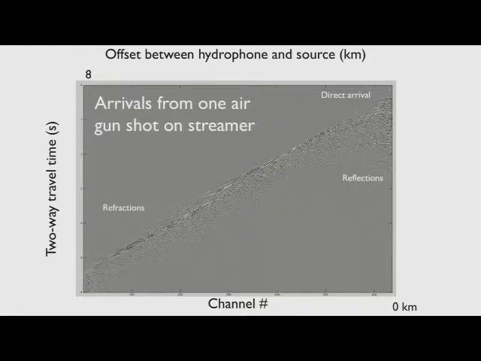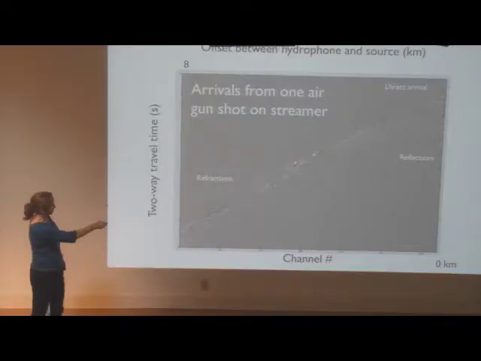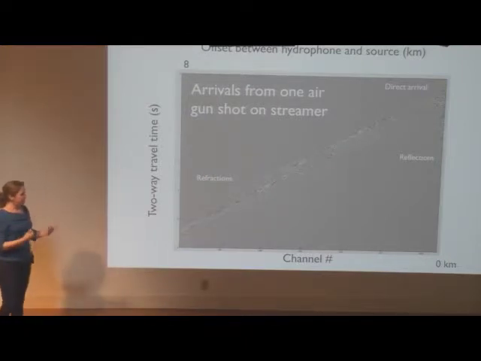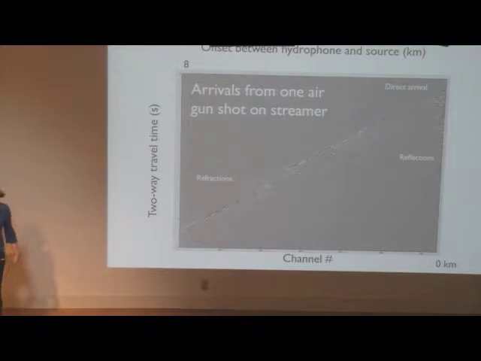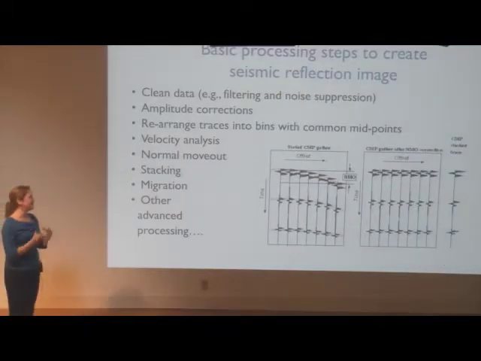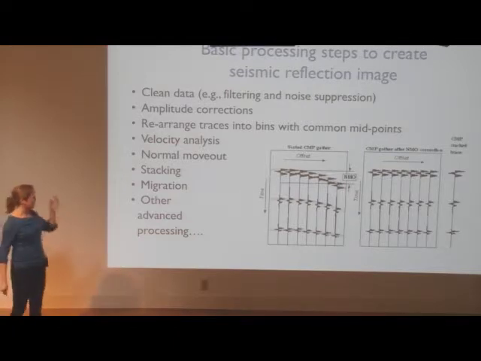But with greater time, you start to see reflections off of other key boundaries and also refractions through the very shallowest layers. But it's these reflections which are the main information we're going to use to create images of the Earth. And so I could teach you a whole class about the ways that we try and use these raw data to make seismic reflection images, but I'm just going to give you the one slide version. If you want to know more later, I'll tell you all about it.